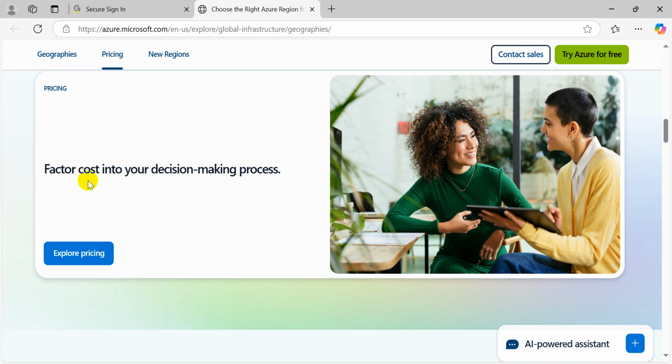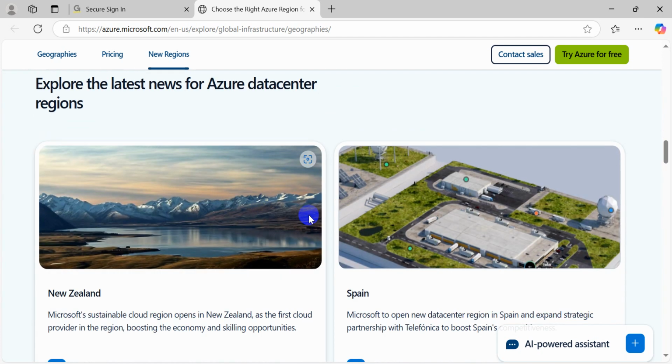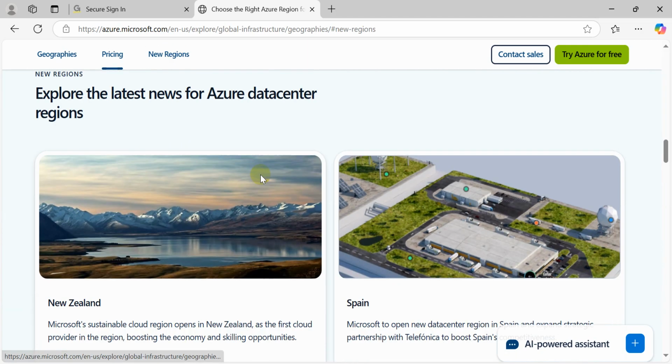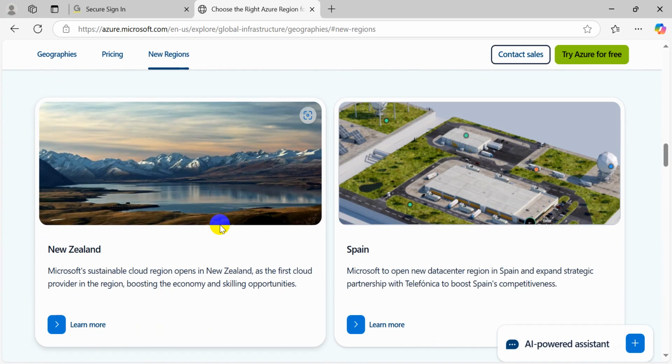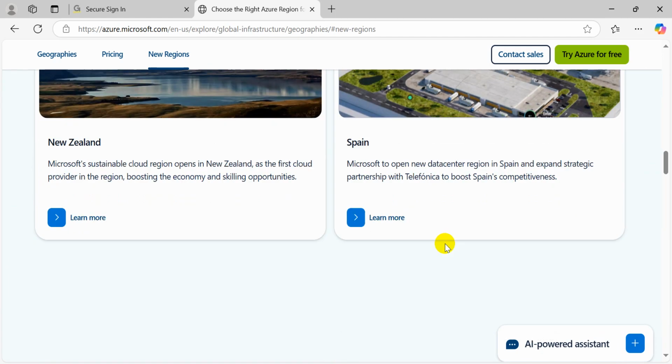So exploring, you can explore the pricing, and you can also see the new regions. What are the new regions coming with the data center? These data centers are already built or in the process, mostly built. New Zealand is coming, and in Spain they are building the data center. You can see here.